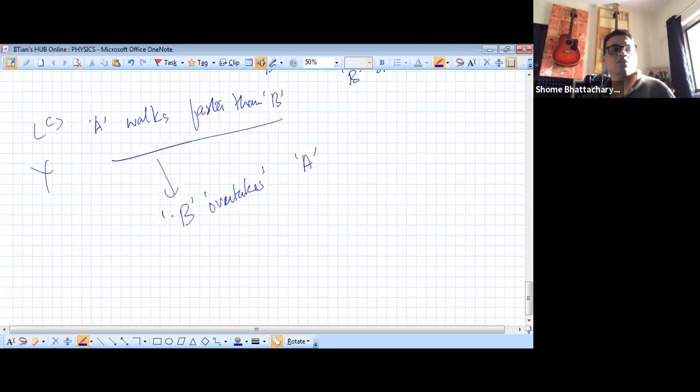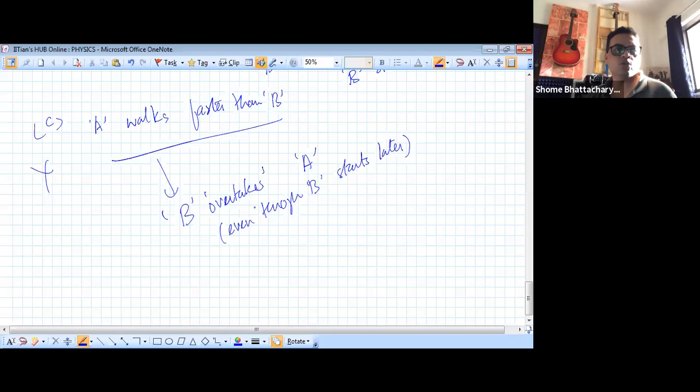And that too, he not only overtakes, even though B starts later. So एक तो A को head start भी मिला है because B has started at a later time. A started at t equal to 0, whereas B started 2 minutes later or something like that. But in spite of that, B overtakes A. So definitely B is traveling faster.